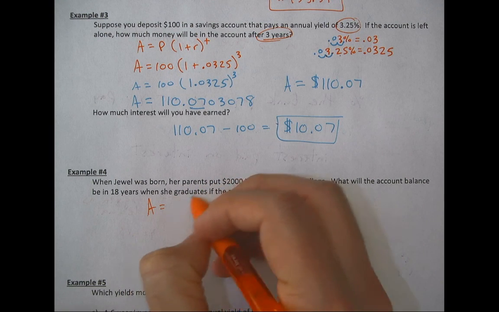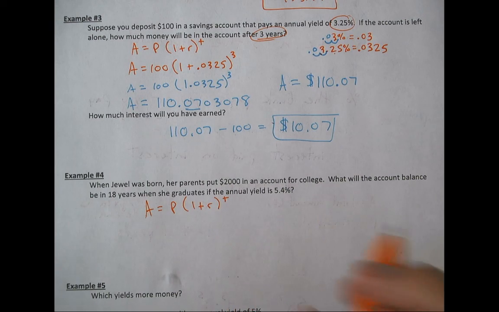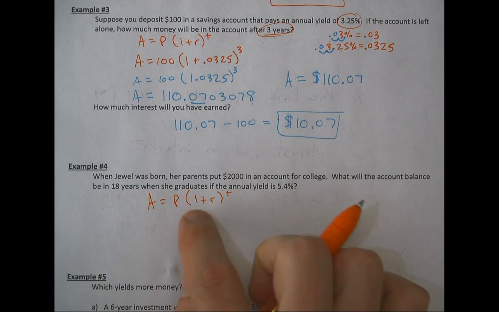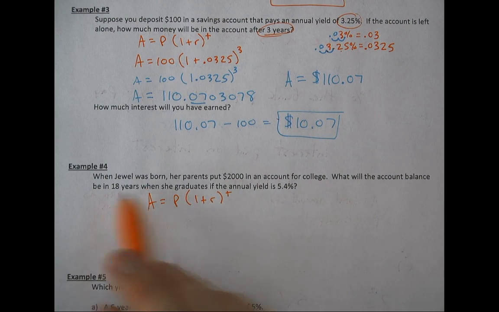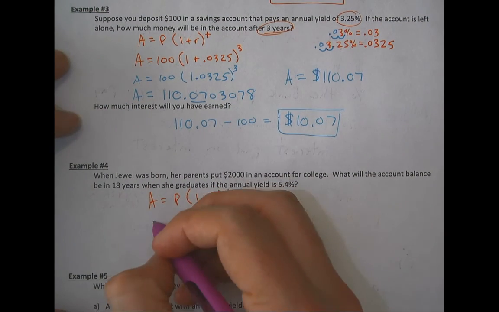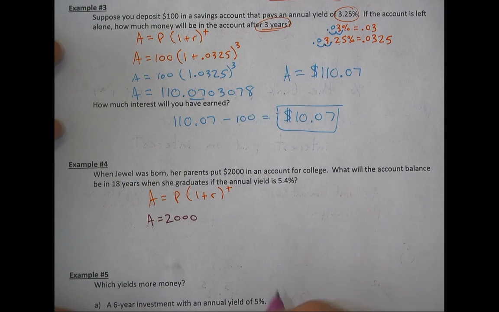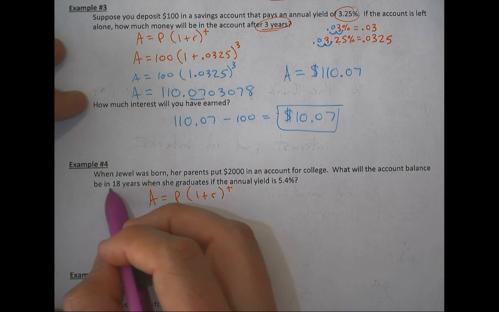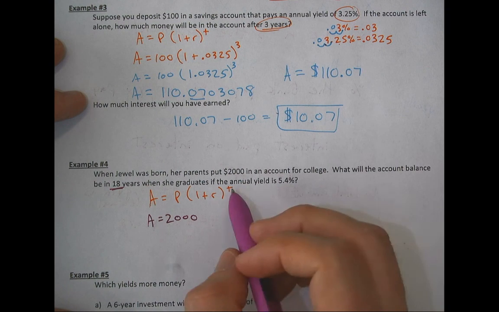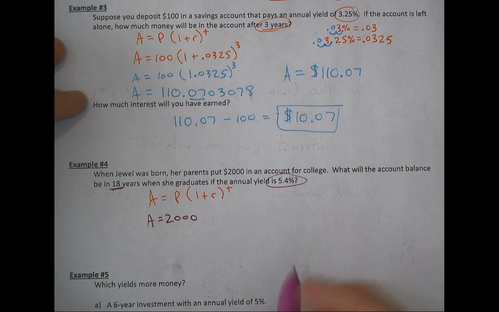So we are going to use this formula. This time we'll jump straight to the 1 plus the rate. So when Jewel was born, her parents put $2,000 in an account for college. So there's your principal. Principal is $2,000. What will the account balance be in 18 years? That's your T. When she graduates, if the annual yield is 5.4%.